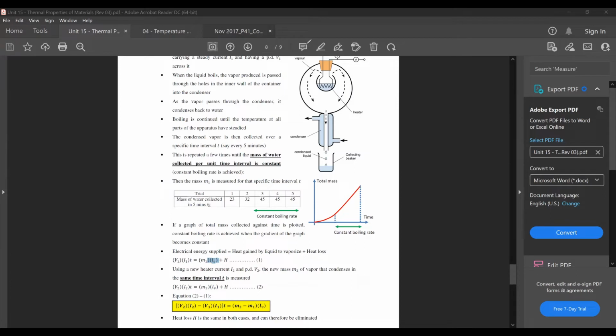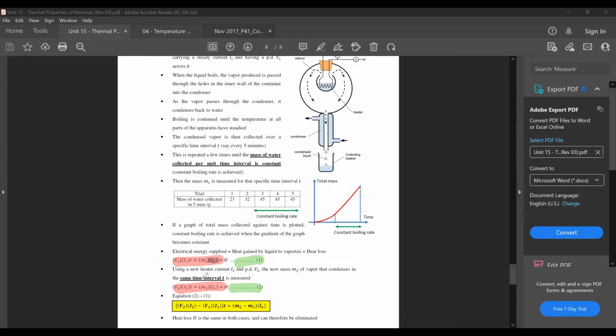So once you have done that, you will notice that your energy equation is quite similar to the first one. The second time you do this, it will be V2 I2 T equals M2 LV plus H. All right. Now, what we can then do from here is that we can take equation 2 minus equation 1.